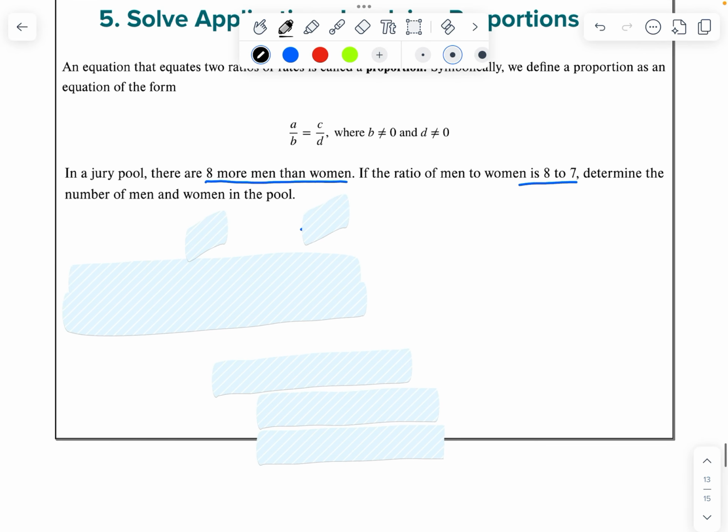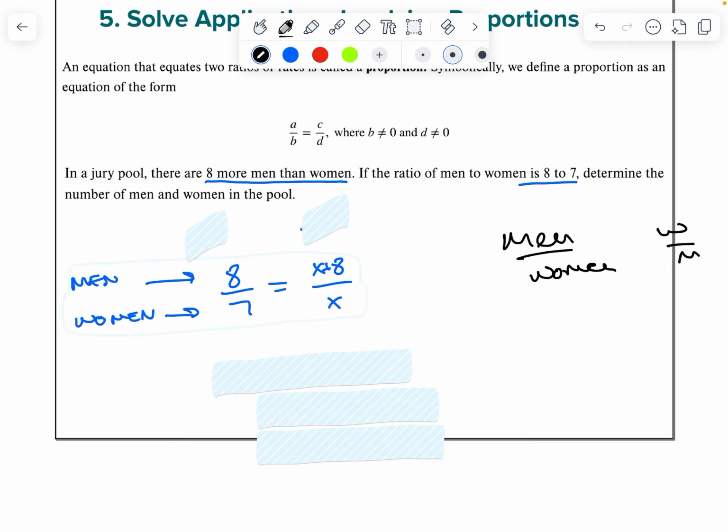In a jury pool, there are 8 more men than women. If the ratio of men to women is 8 to 7, determine the number of men and women in the pool. So we can set this up as either men over women or women over men. It does not matter which one you choose to be on the top and bottom. The way I chose to set it up was men over women. It's an 8 to 7 ratio, right? There are 8 more men than women. So if women is x, then men is 8 plus x. So I keep my men on top. Men is 8 to 7. Men is 8 plus x. Women is x.